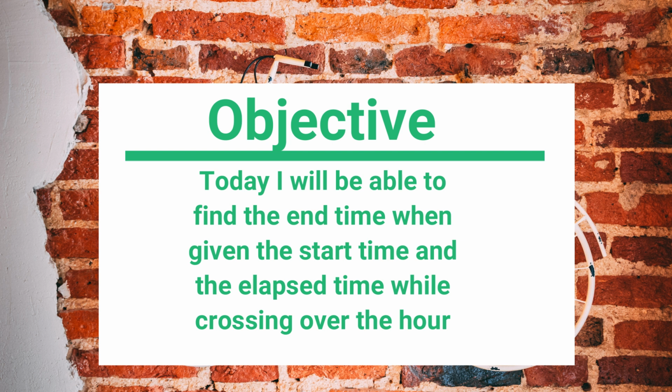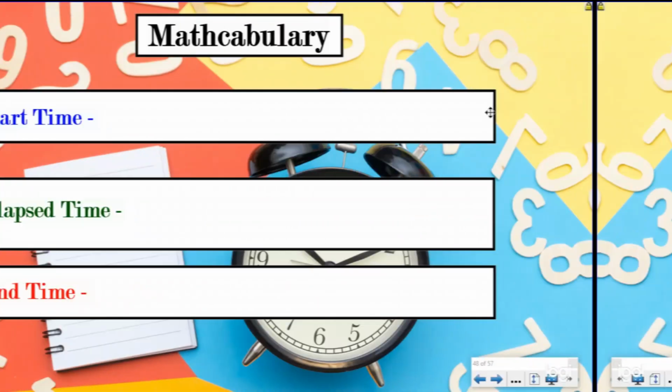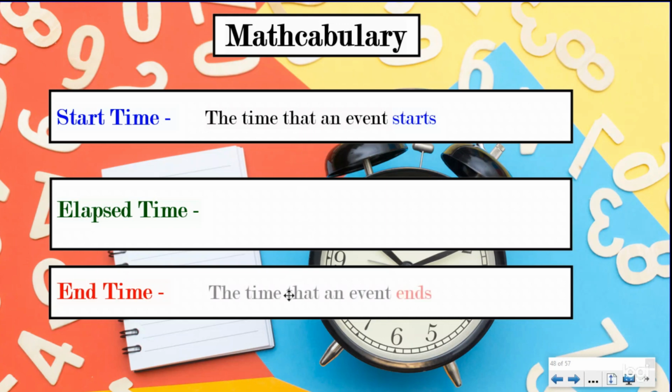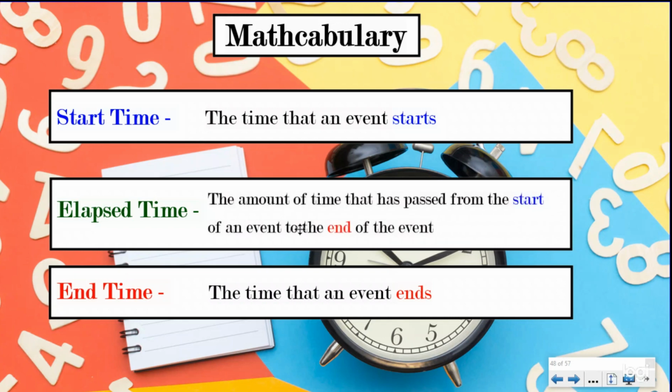So let's dive right in and check out our math vocabulary. We have start time, elapsed time, and end time, and we're going to be referring to these a lot in the next few lessons. The start time is pretty self-explanatory. It's the time that an event starts. The end time is the time that event ends. And the elapsed time is the amount of time that has passed from the start of an event to the end of the event. So the time between the start time and end time.